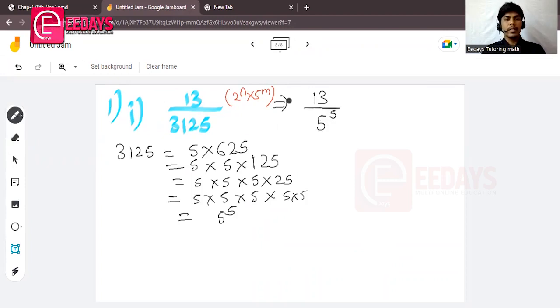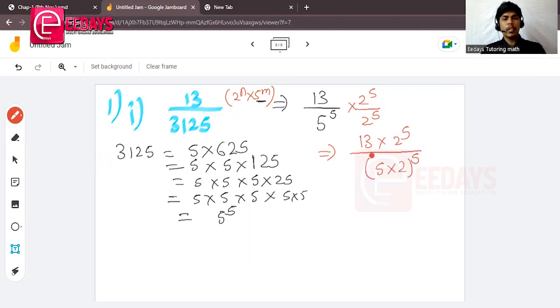We have to convert it in the form of 2 power n into 5 power m for the decimal expansion of a rational number. Here 5 is there and there is no 2 term, so we multiply with 2 power 5 by 2 power 5. Now the number becomes 13 into 2 power 5 by 5 into 2 whole power 5. 2 power 5 is 32, so we have 13 into 32 by 10 power 5.